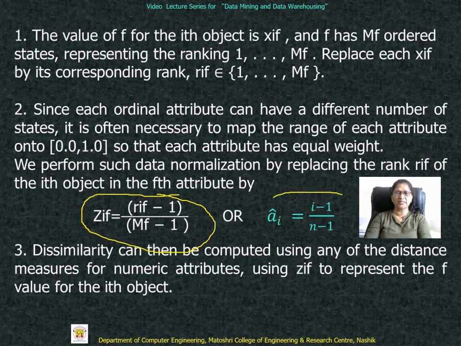It is also written in some literature like this. For the ith attribute, the new mapped value is calculated as i minus 1 divided by n minus 1. Dissimilarity then is computed by using any of the distance measures for numeric attributes that we learnt earlier, using this Zif for the ith object.